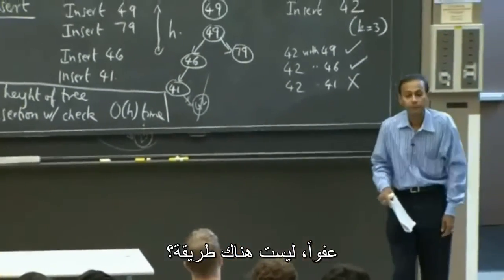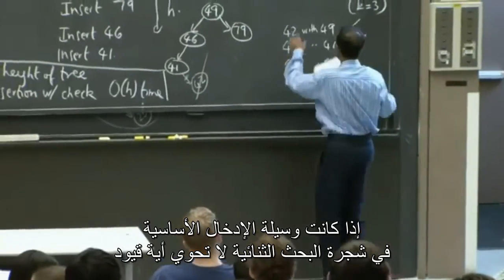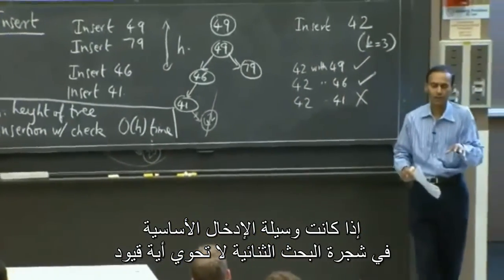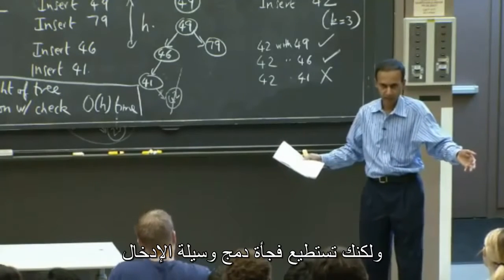I'm sorry, there's no way? There's no way to insert the 42 into the tree then. Well, if the basic insertion method into a binary search tree doesn't have any constraints, right?